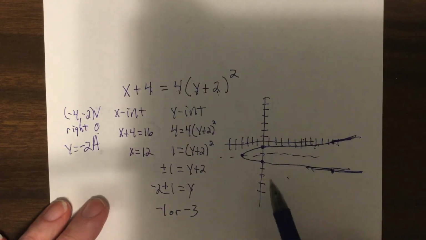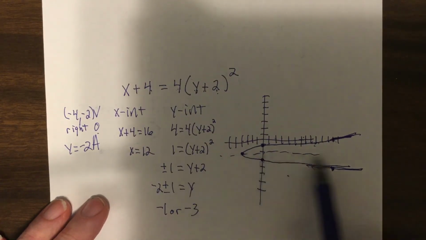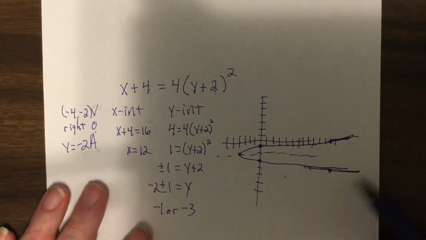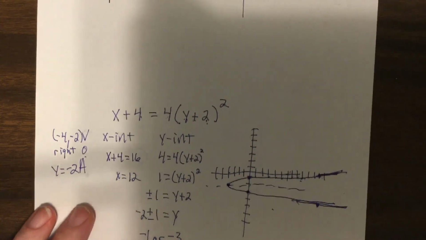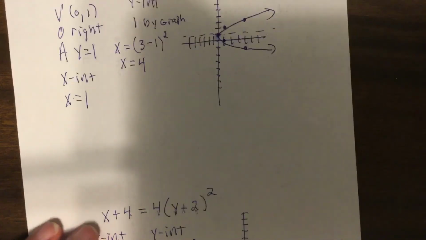Now, what's the domain? X is greater than or equal to negative 4. What's your range? All reals. So hopefully you got those both right.